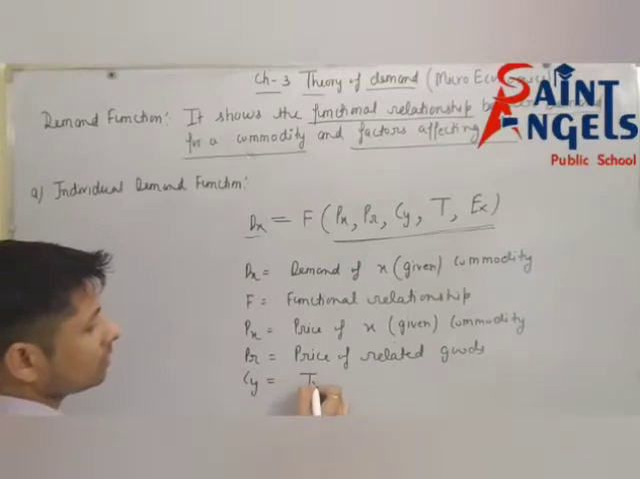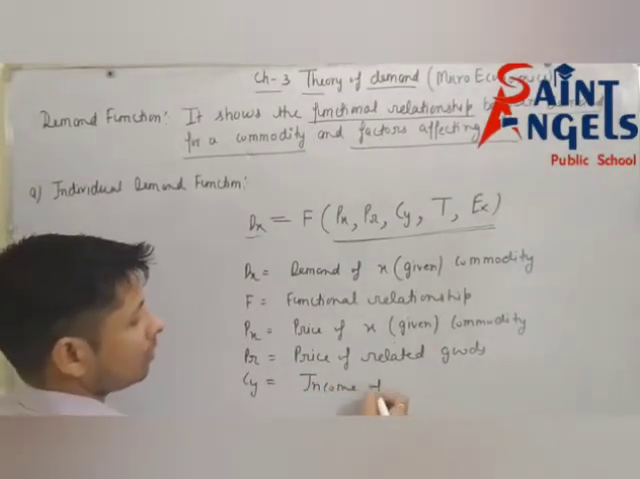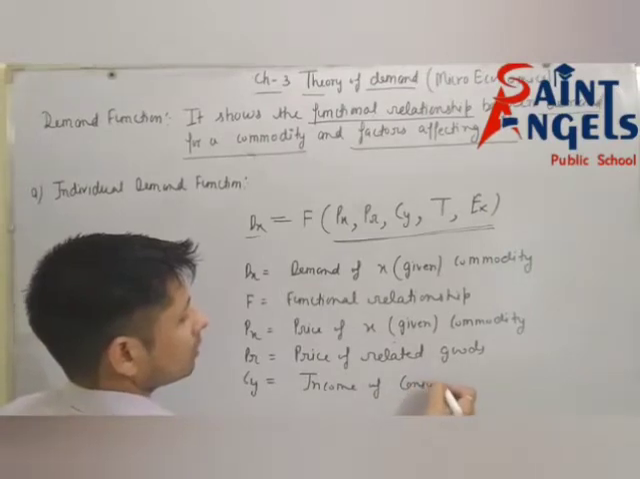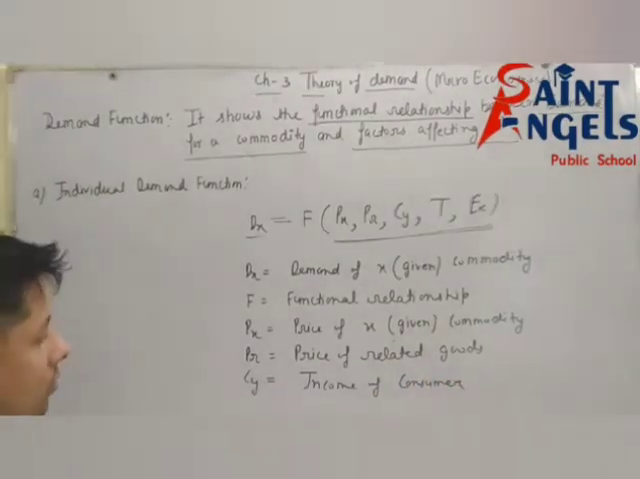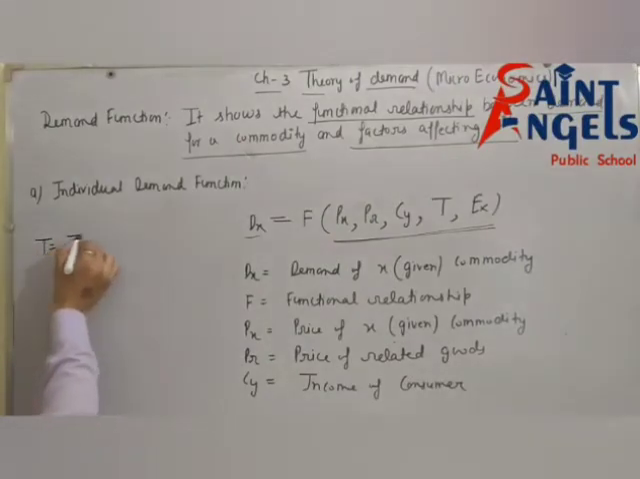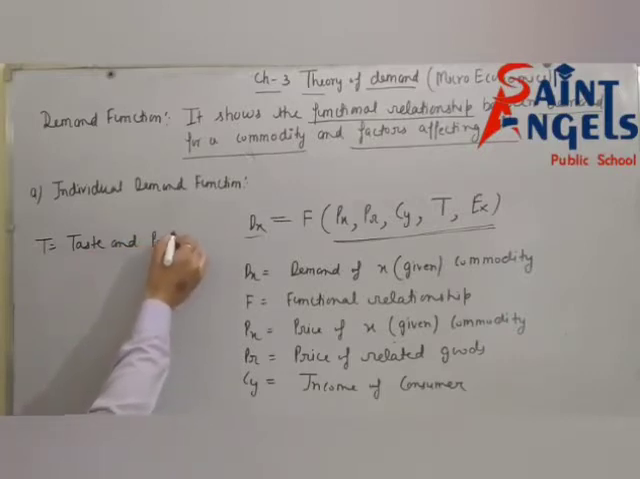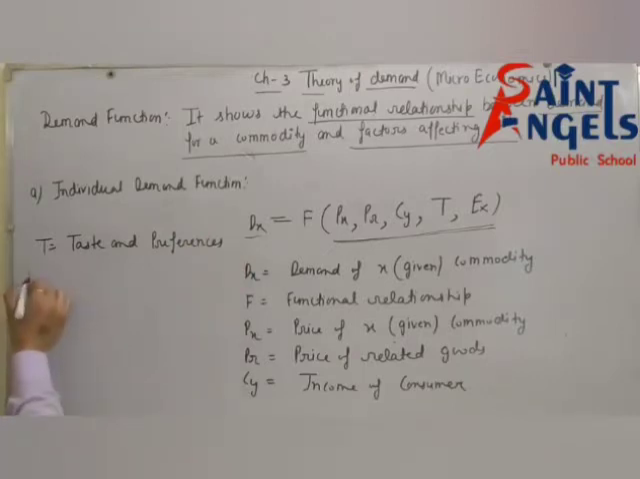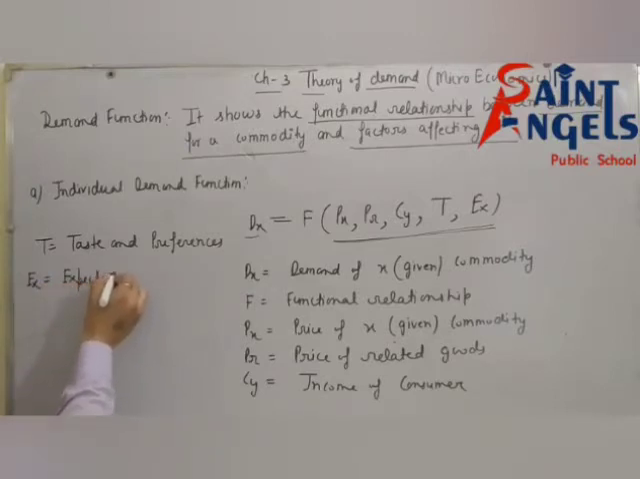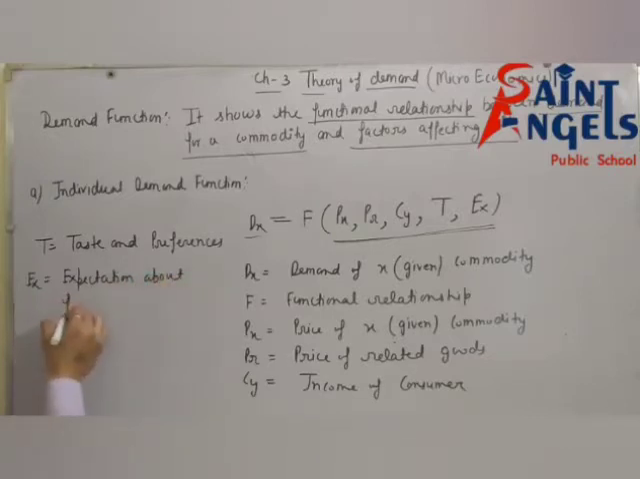CY means income of consumer. T means taste and preferences. EX means expectation about future price.